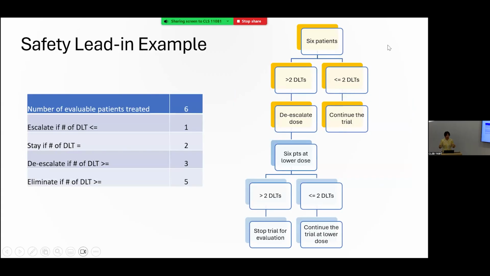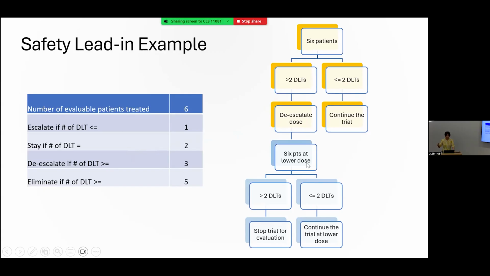First, for this phase 2 trial, we will monitor the first 6 patients. These 6 patients will be treated at our regular dose, our recommended phase 2 dose. If 2 or fewer patients have DLT, then we think this dose level is safe, so we continue our trial as a regular phase 2 trial and treat the rest of the patients at this dose level. However, if we have more than 2 DLTs, from this table we can see that means de-escalate or eliminate. Then we have to de-escalate.